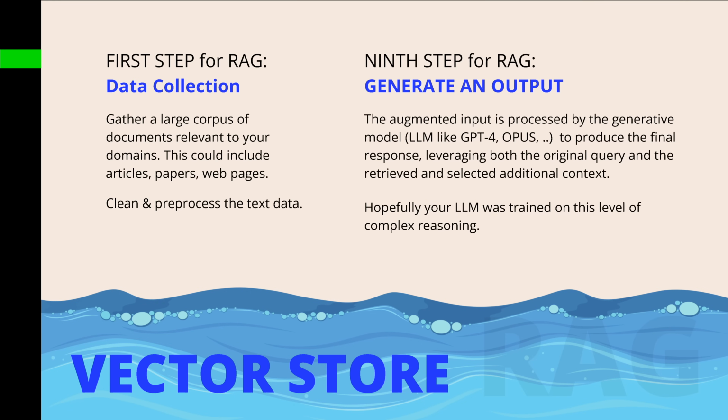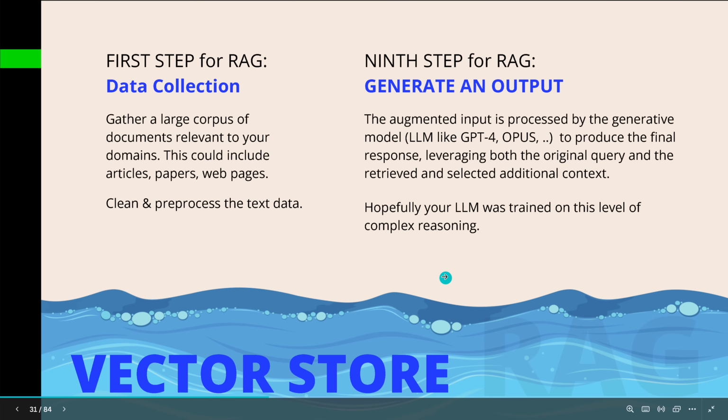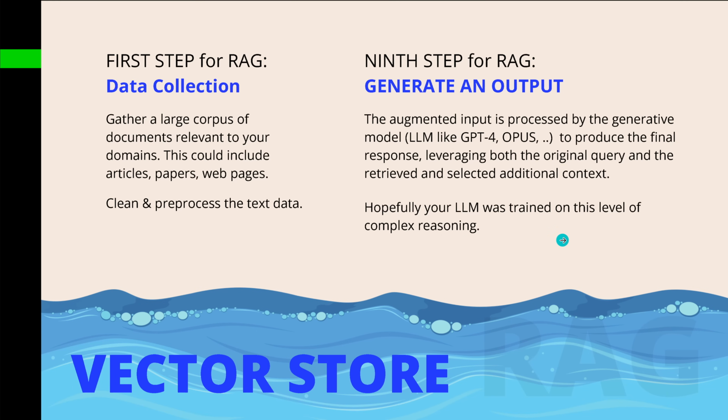Interesting question, isn't it? And here we come to the 9th step for RAG, to generate an output. The augmented input is now processed by a generative model, and you can choose, you pay for whatever you like, GPT-4, Opus, whatever you go for, to produce the final response, leveraging both the original query and the retrieved and selected additional context, originally from the vector store and then re-ranked, and again re-ranked, and we have a coherence LLM.